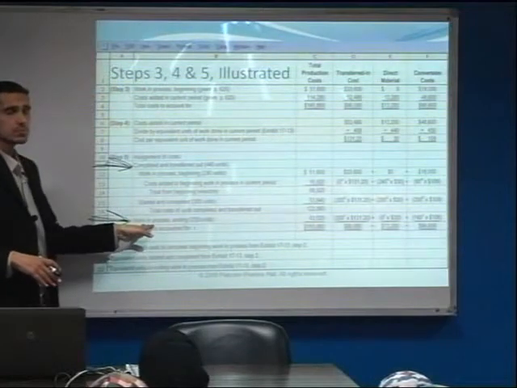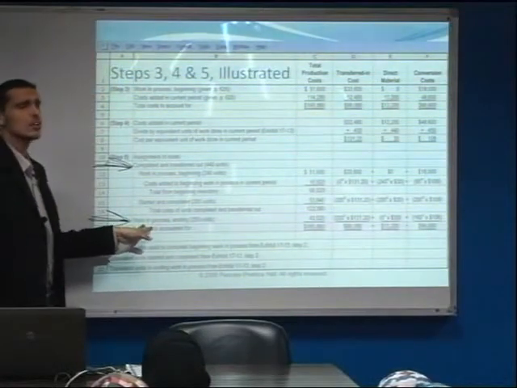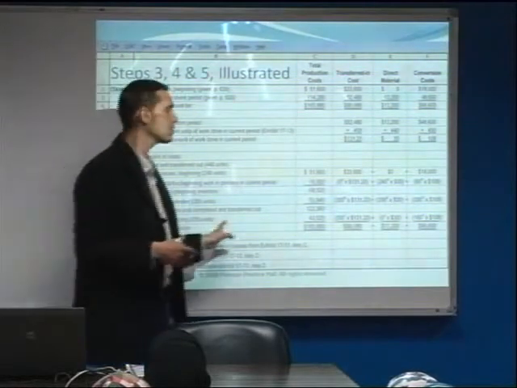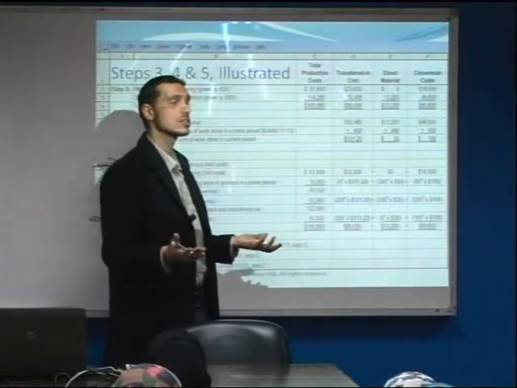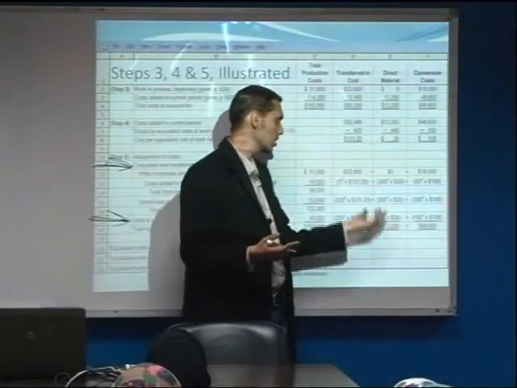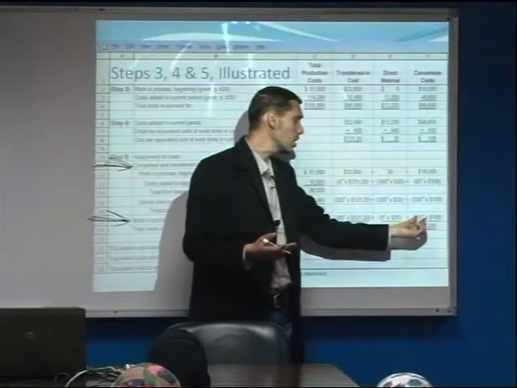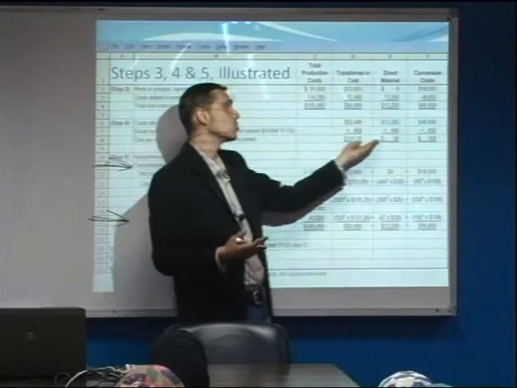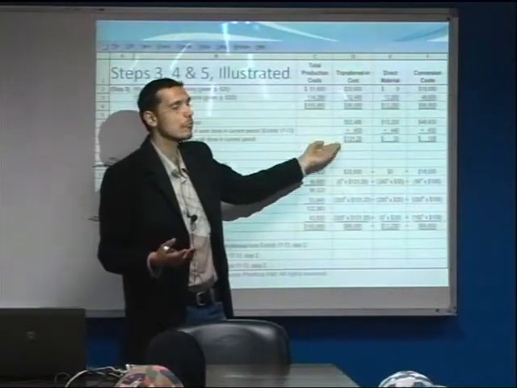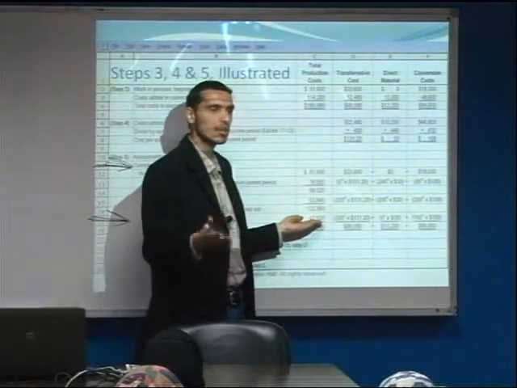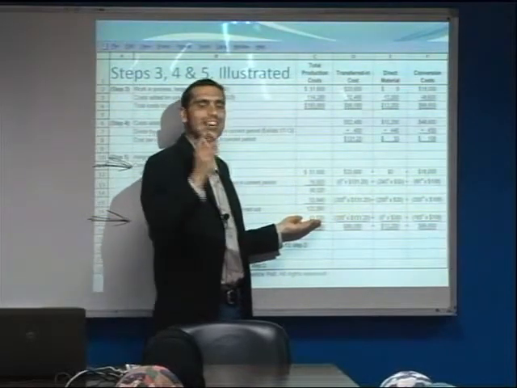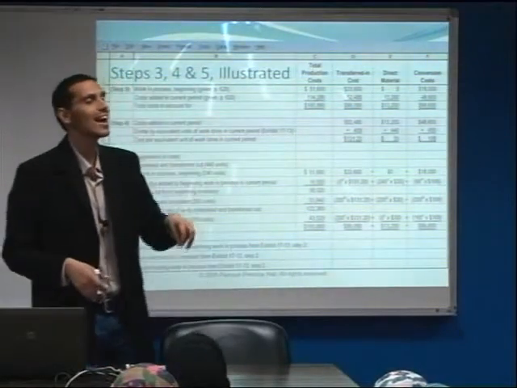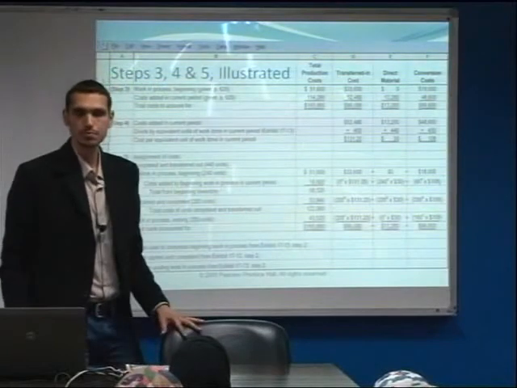The last category that we need to calculate the cost for is the ending work in process inventory. We have calculated the equivalent units for this category: 200 for the first cost category, 0 for the second, and 160 for the third, multiplied by the cost per equivalent unit that we calculated in step number 4. This gives us $43,520. This is the cost that will stay in the work in process account at the end of March.